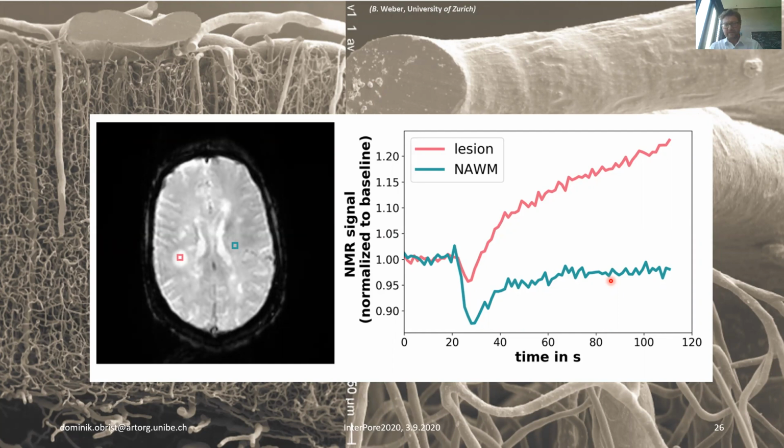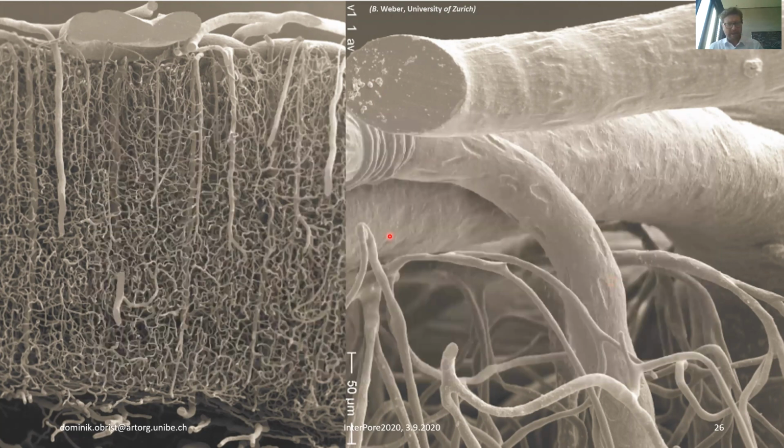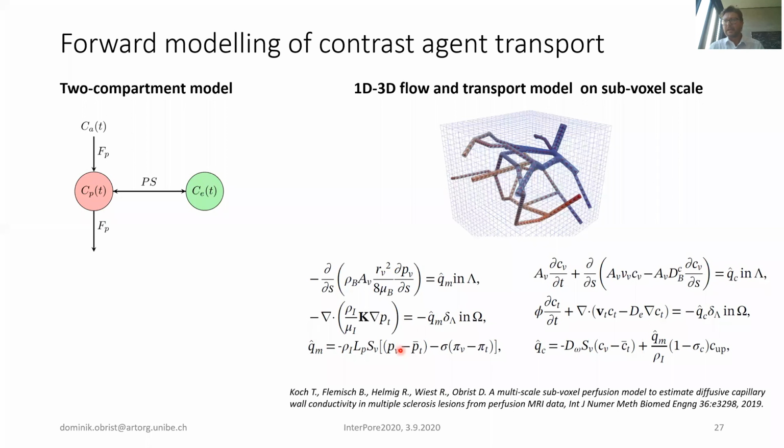The problem is, of course, that this leakiness happens in these capillary structures. This is an actual image of the brain cortex of a rat. And you see there's lots and lots of these small, tiny structures which have a diameter of, this is a zoom in here on the right-hand side, about 5 microns or even less. So again, we need some multi-scale modeling to tackle that problem.